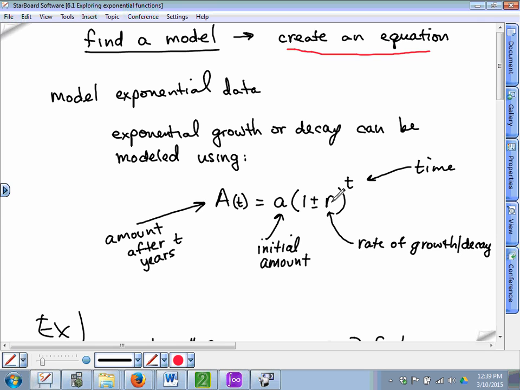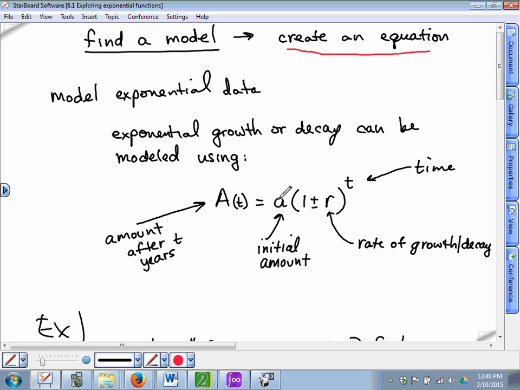R is the rate of growth or the rate of decay. So if your money is growing at 6% per year, then it would be 1 plus 0.06, because 6% is 0.06. Your initial amount, that's what goes here. Wouldn't it be 1.606? It would be 1 plus 0.06, which is 1.06.